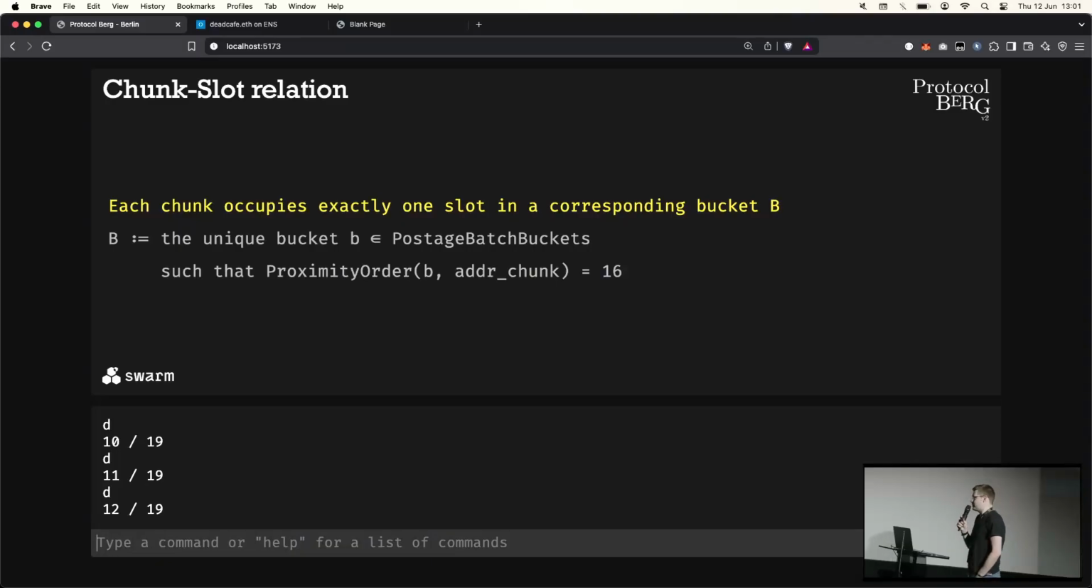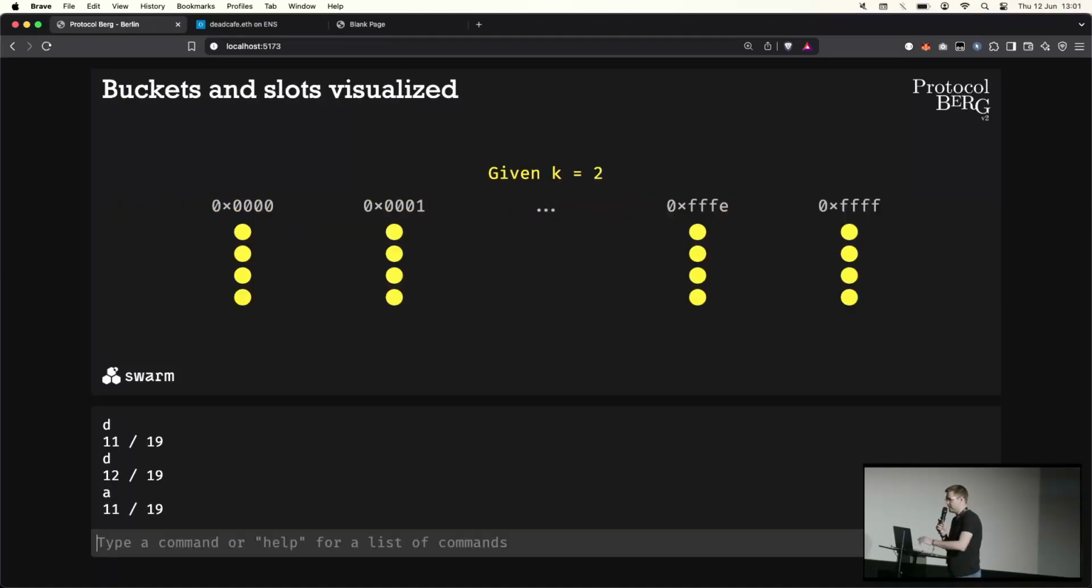Okay, so now we are going back to proximity order. Each chunk occupies one free slot from the bucket which is the closest to the chunk address, or in other words, where the proximity order is 16. Okay, so if we come back here for a second, now we can do a quick calculation that we have 65,000 buckets, each has 4 slots, and each chunk is 4 kilobytes. This is 1 gigabyte of data.